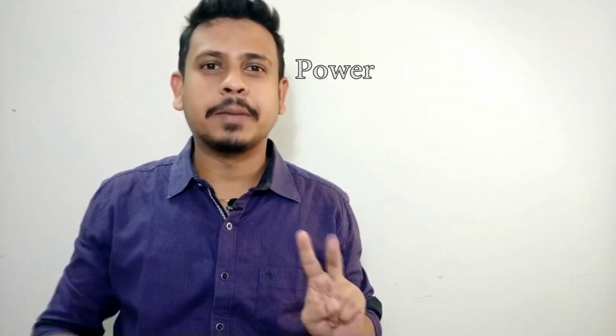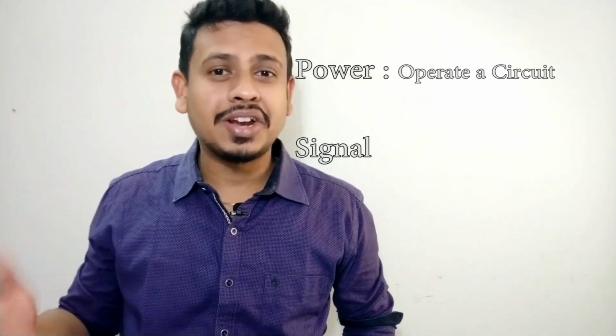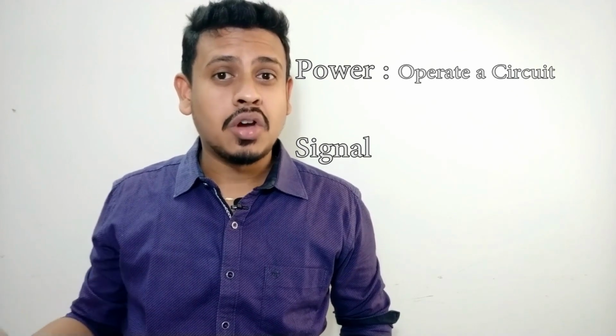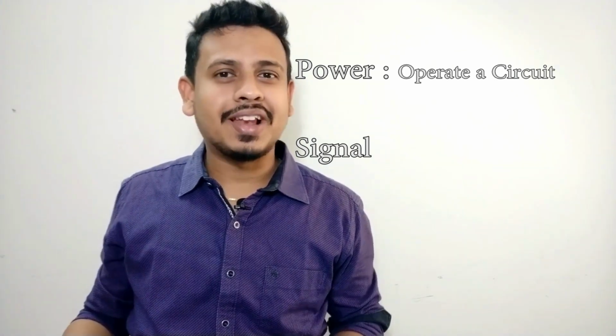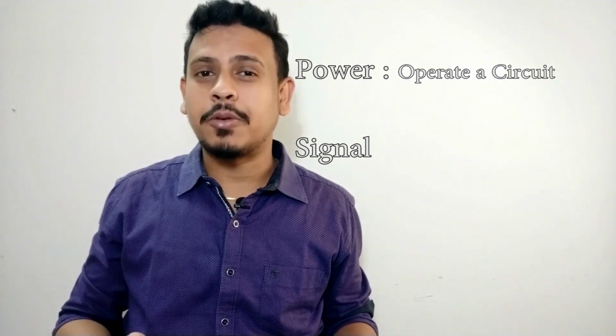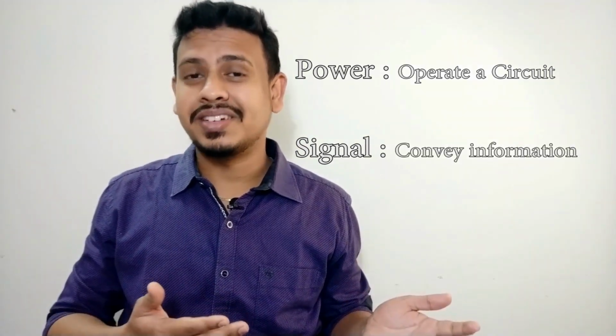Before we move on, let us understand two important terminologies. Number one is power and number two is signal. Power is electrical energy which is required to operate a circuitry or an electronic load. It is like fuel to a motorcycle. Signal, on the other hand, is also a type of electrical energy. The main purpose of a signal is to convey information in some form.